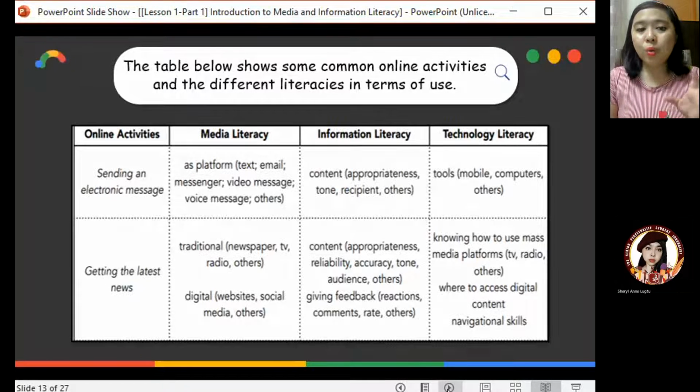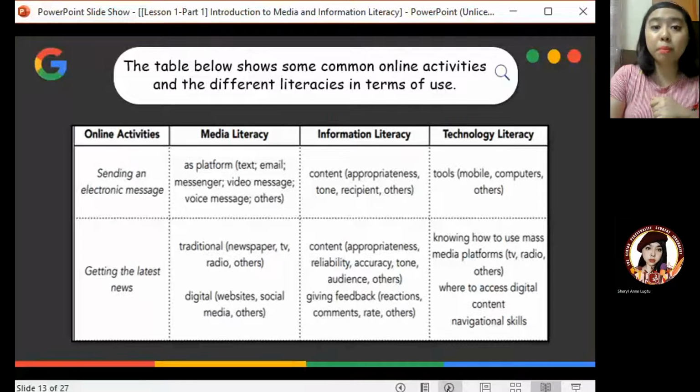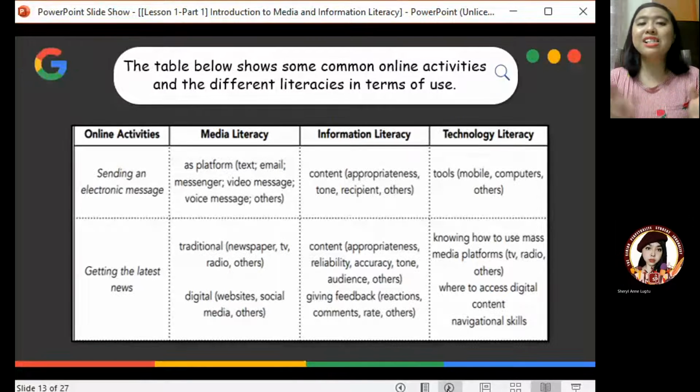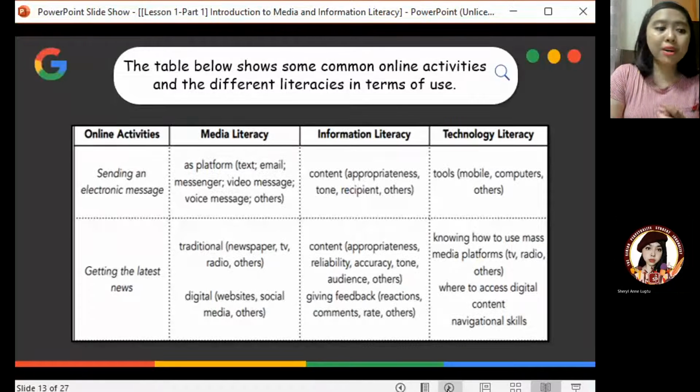So if in media, we use it as a platform or we are familiar with the different platforms, if you're information literate, then when you're sending an electronic message, you know what to put inside your message. If you would remember during our orientation, I discussed with you that there is a right way on how you should approach your teacher. First off, you have to greet, you have to tell who you are. At the same time, you have to tell your intention or the purpose of messaging someone. And then afterwards, clarify situations. After clarifying, you thank the person or show a sign of gratitude and then end your message.